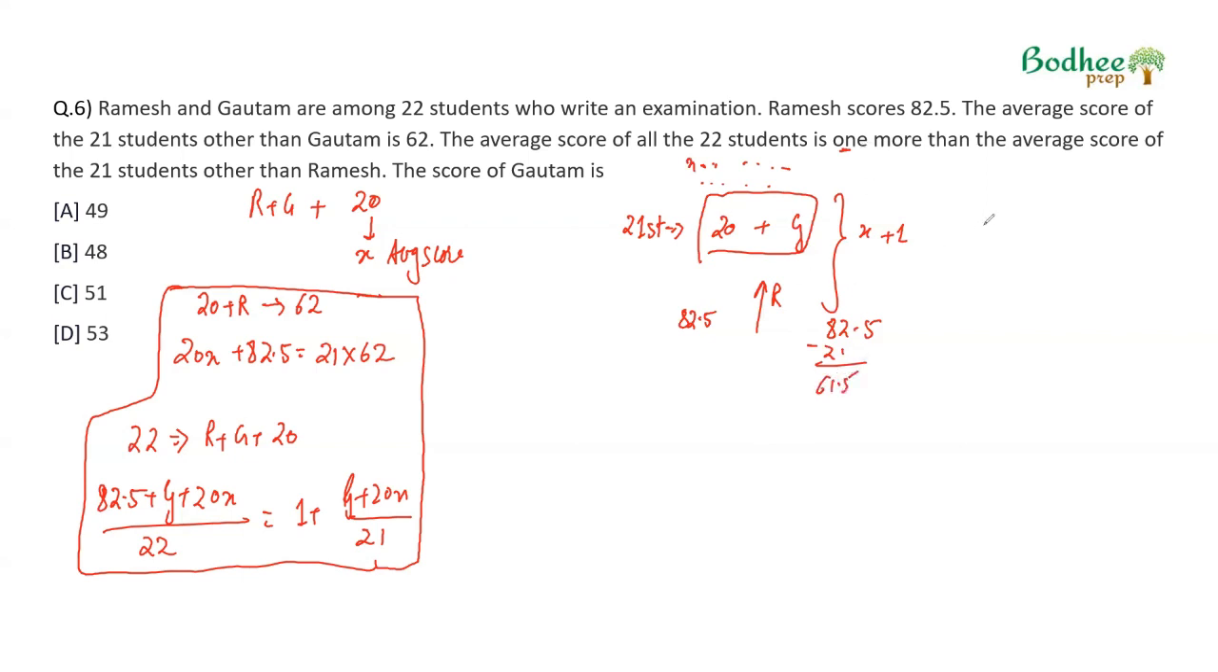So the average of the 22 students is 61.5. Also, now if we look at the 22 students, each of them has 61.5 marks. Now, if Gautam goes from here, everyone is left with 62 marks. That is, everyone increased by 0.5. That means out of 61.5 that Gautam had, Gautam would have given 0.5 marks to the remaining 21 students.